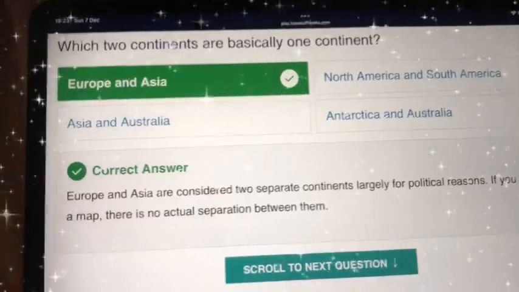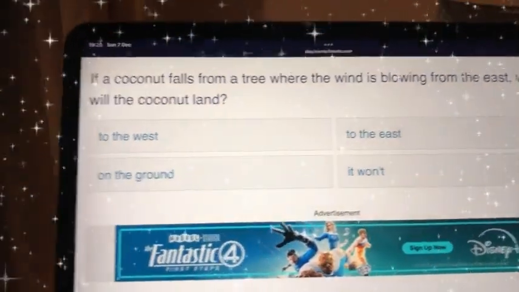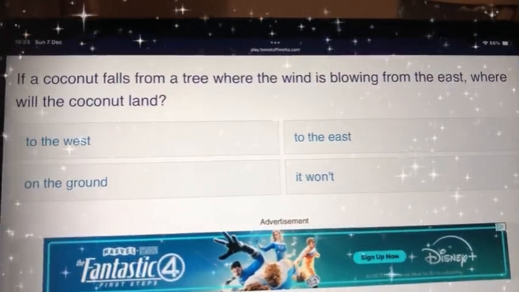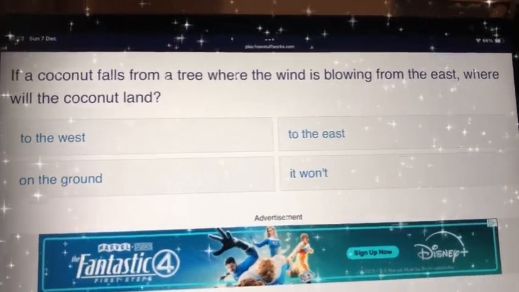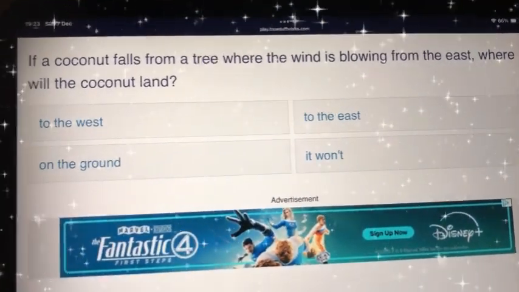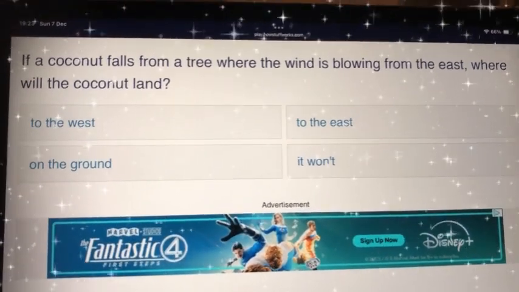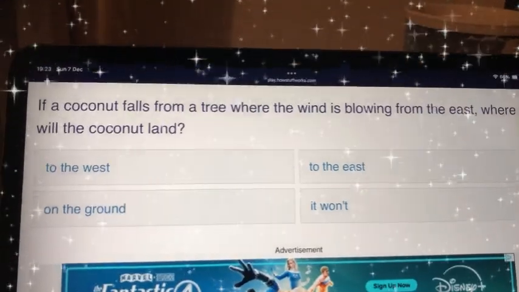This next one is a testing one. Right. So next one. This is a funny one. If a coconut falls from a tree where the wind is blowing from the east, where will the coconut land? Everybody got it? You should. There's not even a contest there.